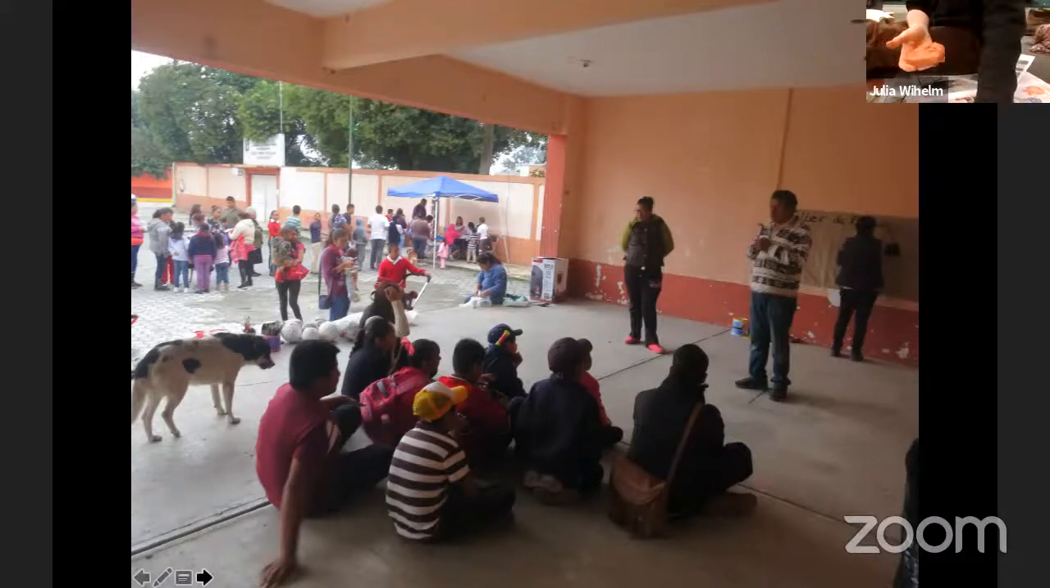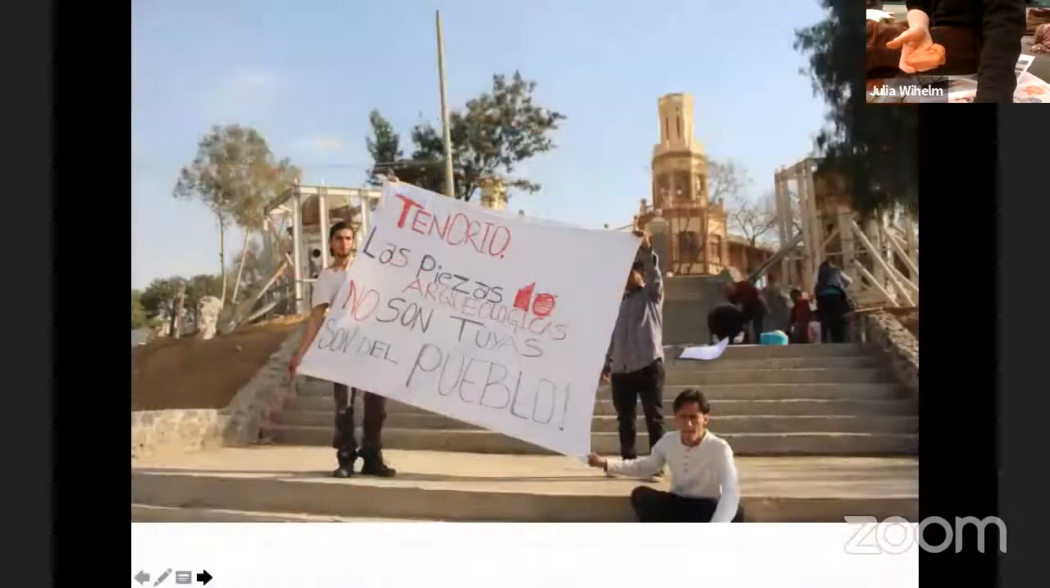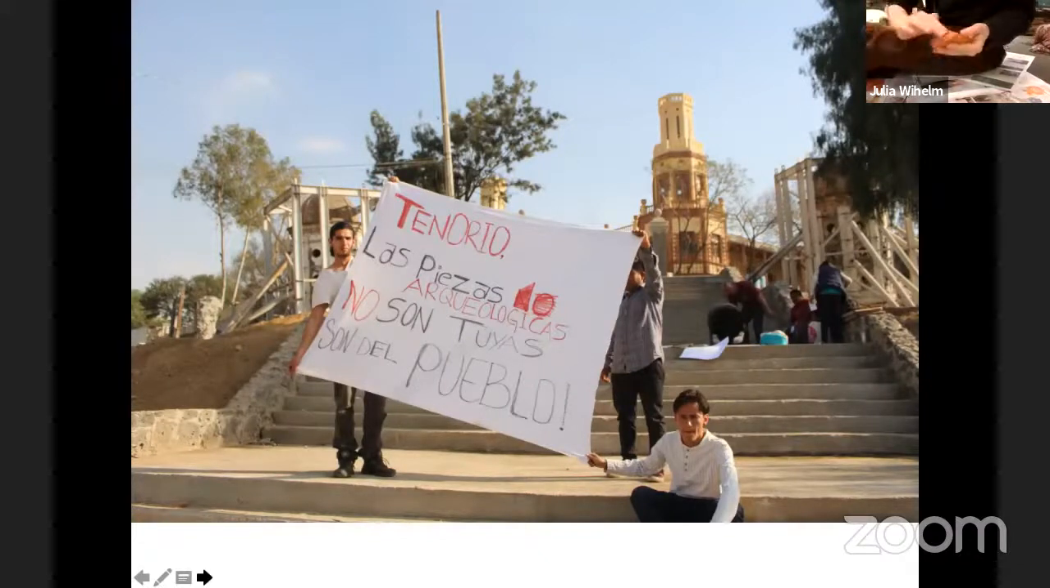Next image, thanks. And the community continues to protest the closure of their museum. The name you're seeing there, Tenorio, he was the mayor who closed the museum, who sent the letter that stated no reason for the closure of the museum. It is written on this banner, Tenorio, the archaeological pieces are not yours. They belong to the people. The museum has requested actions to disseminate and support their situation.